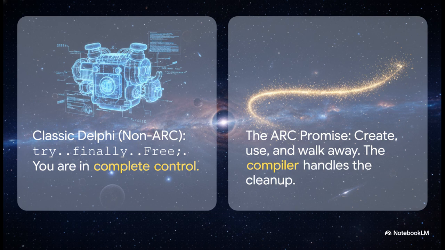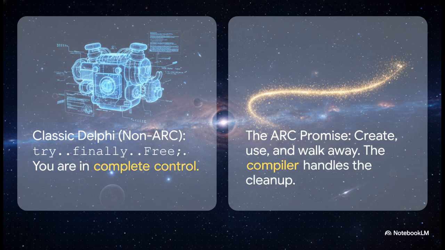And this right here, this is what they were selling. On the left, you've got our old reliable friend, the try, finally, Free block. Yeah, it's a little wordy, but you always knew it had your back. And on the right, that was the ARC dream. You just create your object, you use it, and then you just walk away. The compiler handles all the messy cleanup. It was supposed to make our code so much cleaner.